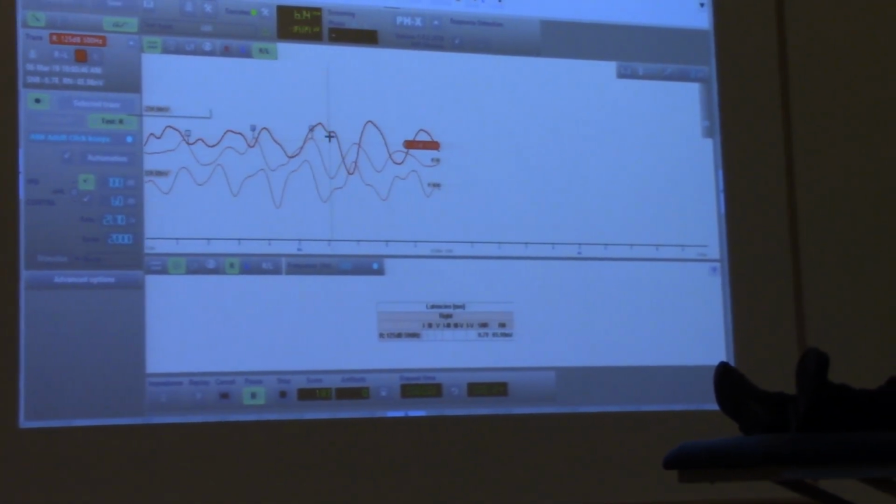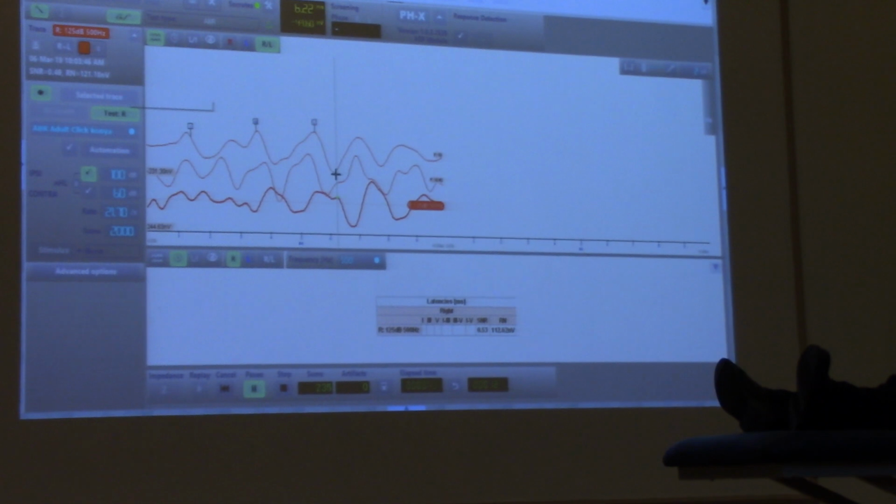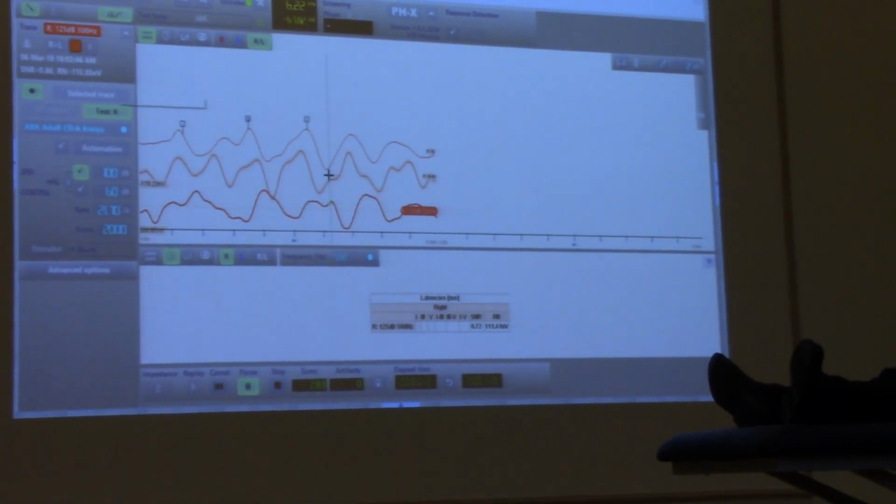Now we can play using a tone burst at 500 Hz.